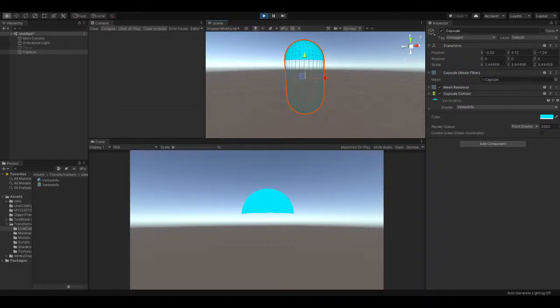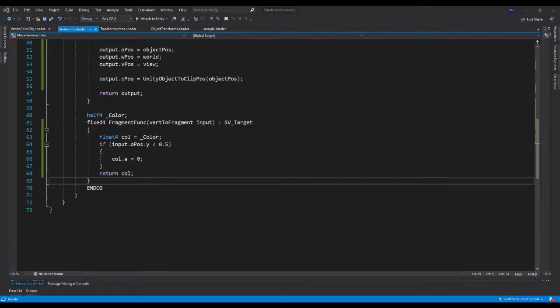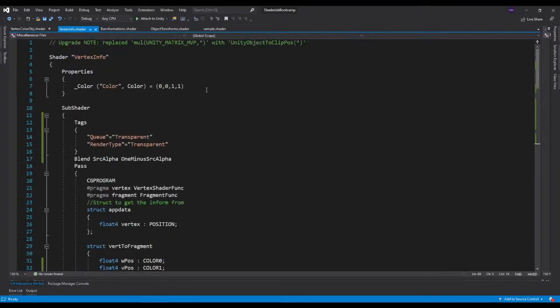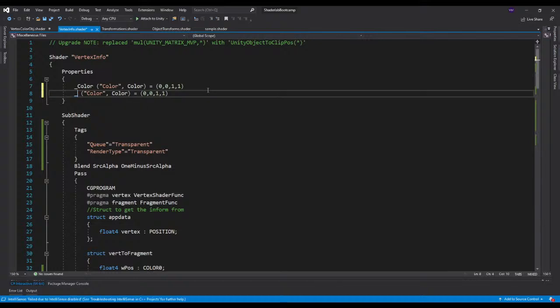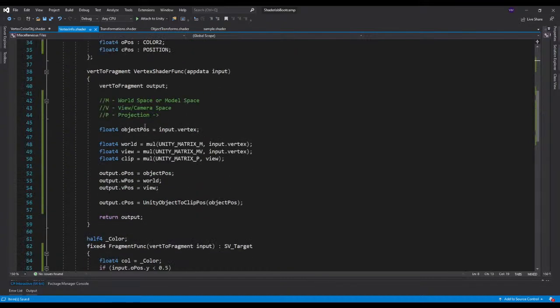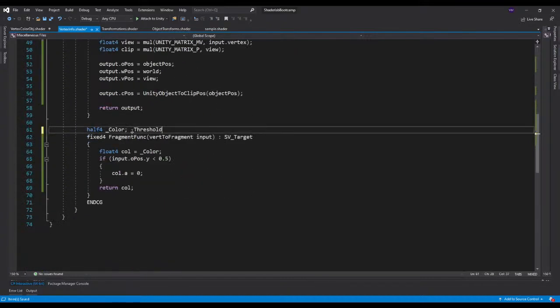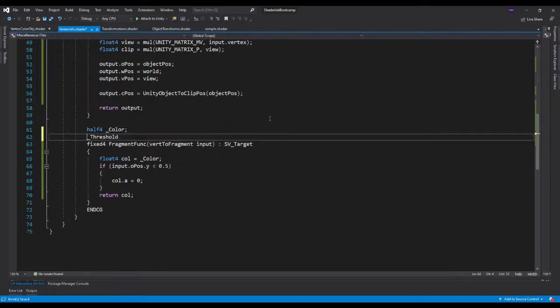That's why what we need to do is, considering that we are making these changes in the object space, we need to create a float variable here saying threshold of type float with a value of 1. This threshold we're going to copy right here, say that this is going to be float. It can be fixed also, not an issue.